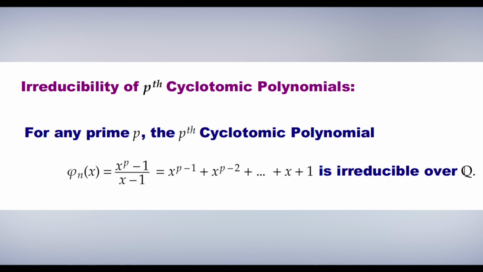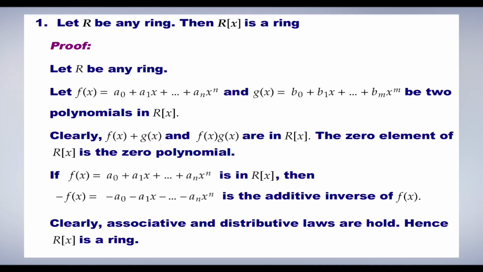Next is irreducibility of pth cyclotomic polynomials. For any prime p, the pth cyclotomic polynomial Φp(x) is equal to (x^p - 1) by (x - 1), which is equal to x^(p-1) + x^(p-2) + and so on + x + 1, and it is irreducible over Q.